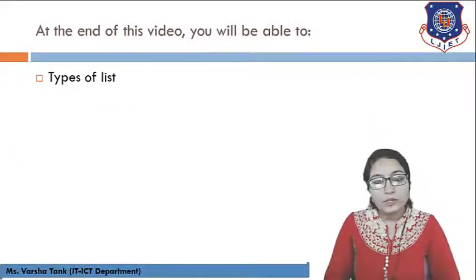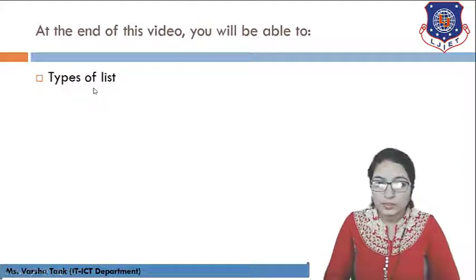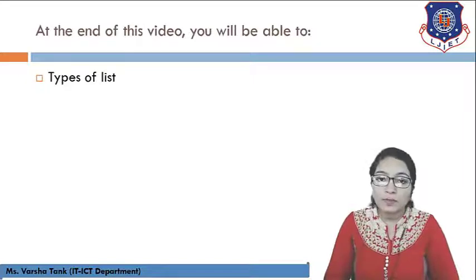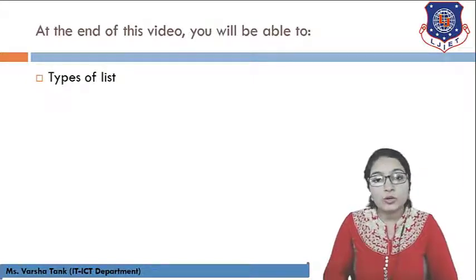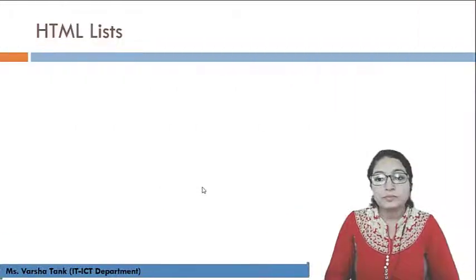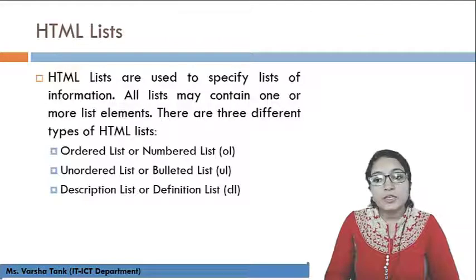So at the end of this video, you will be able to learn about the different types of list. There are different types of lists. Suppose you want to display the content in list form, so at that time you can use the different types of list. Suppose you want to use 1, 2, 3, or a different bullet, or if you want to define a descriptive list, you can use these different types of list in HTML. So let's see the HTML list.